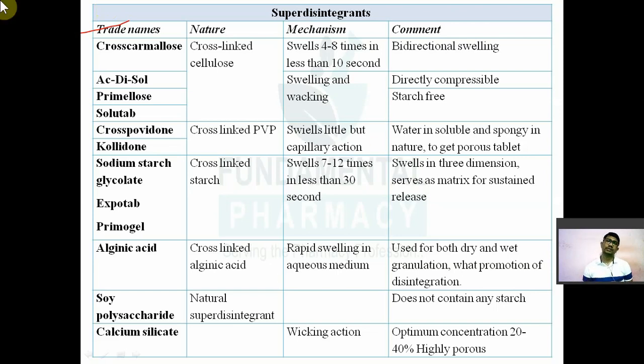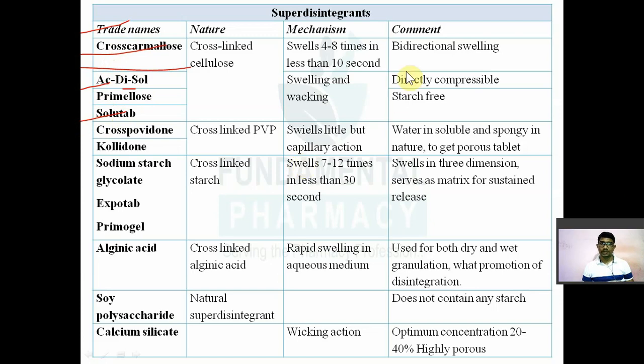So what are the examples? First one is croscarmellose sodium. What is it? It is nothing but cross-linked cellulose. Then Ac-Di-Sol, then Primellose, then Solutab. So remember these four: croscarmellose, Ac-Di-Sol, Primellose and Solutab.